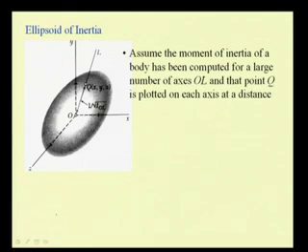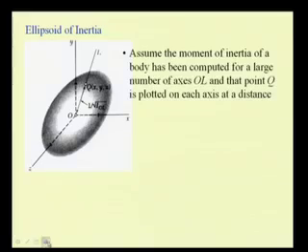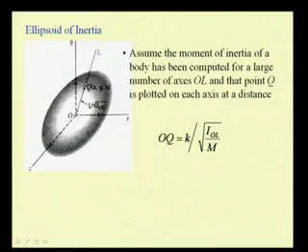So, if we try to plot all such points, we will see that they will lie on an ellipsoid surface. So, the distance at which we are plotting is equal to k, the radius of gyration, divided by root of IOL divided by m, where m is the mass of this rigid body, IOL is nothing but the second moment of the mass with respect to that axis, and k is the radius of gyration of the mass or the rigid body.